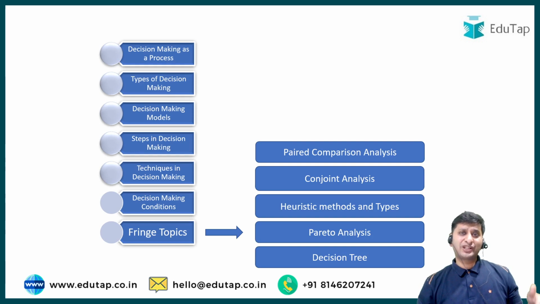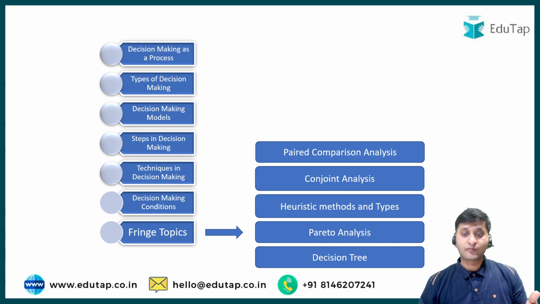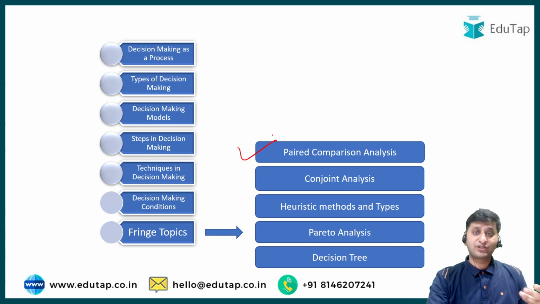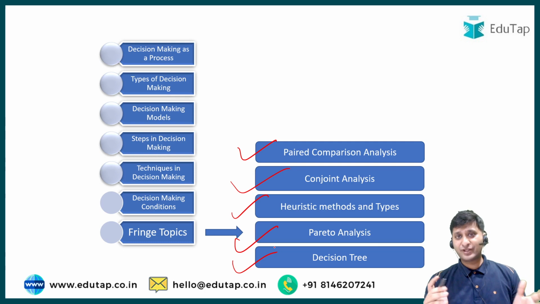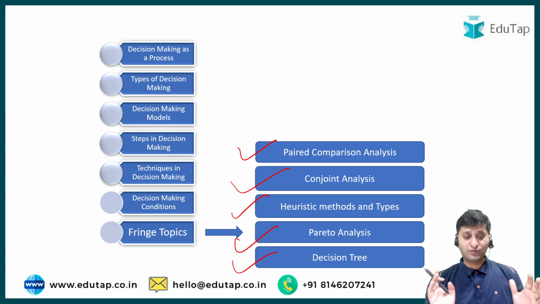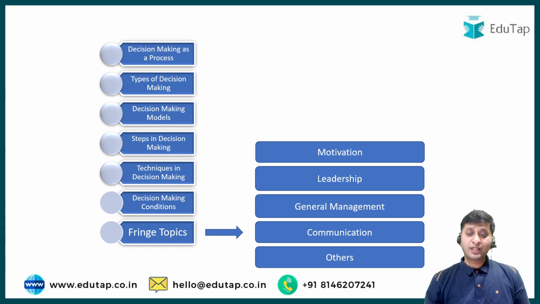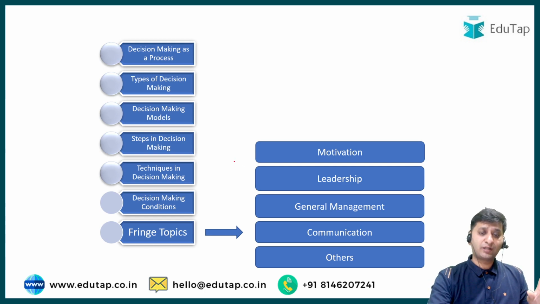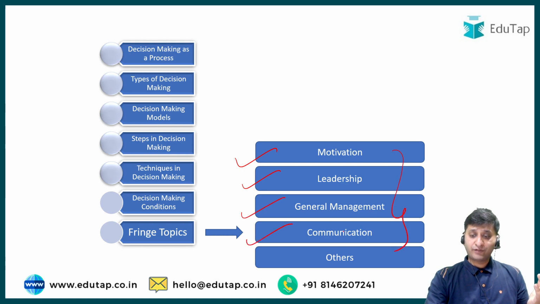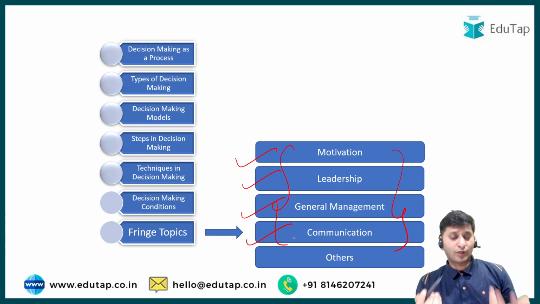Then in the fringe topics there are many things related to decision making, but you may not find them in the books, like paired comparison analysis, which is used in market research, conjoint analysis, again used in market research, heuristic methods and types, Pareto analysis, decision tree. All these are very important in operations and somehow they are related to decision making. Apart from them, in fringe topics, you should also study a little about motivation, leadership, journal management, communication. If you have prepared for RBI, you would have studied all these topics once. That is more than sufficient. Otherwise, just give a brief reading of this.